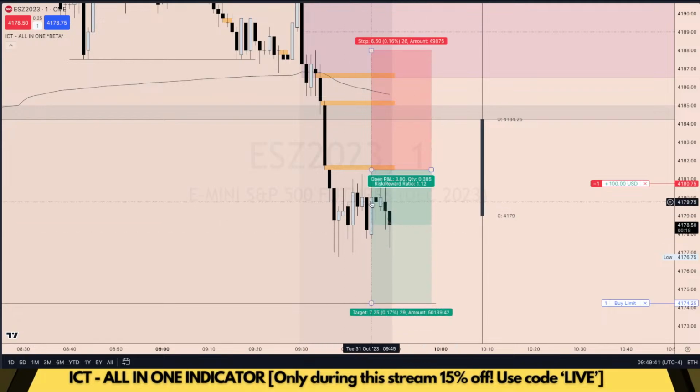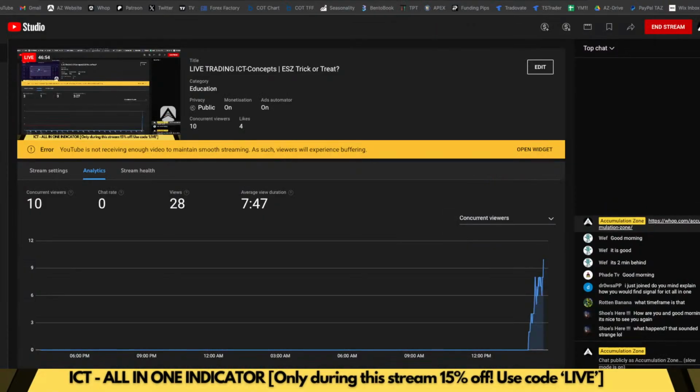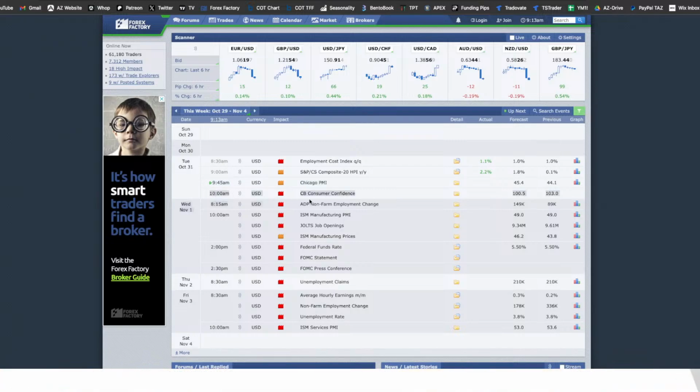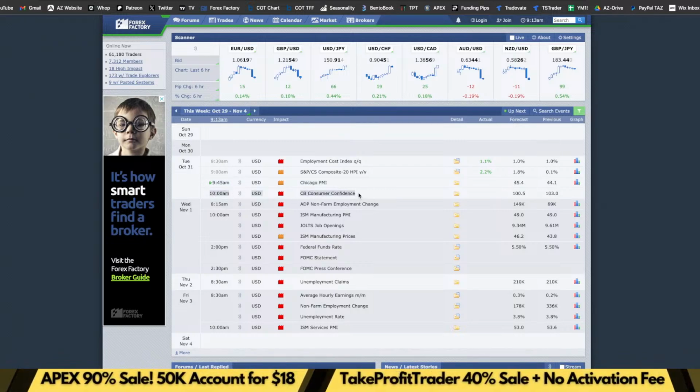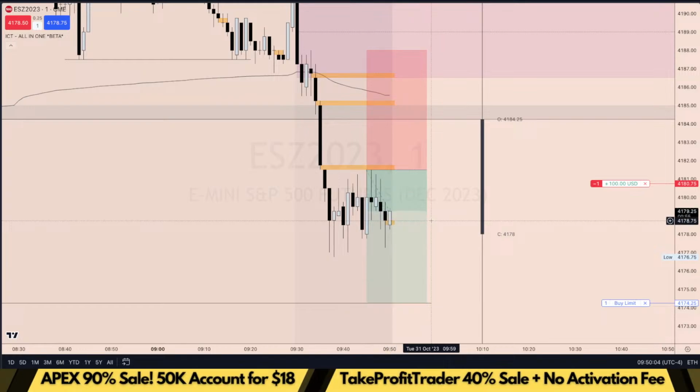If we keep consolidating here, we had news at 9:45, if I'm not terribly wrong. Forex Factory. Chicago PMI news, but not a red folder high impact news event. We will have consumer confidence, red folder news at 10 a.m. So we will make sure we're up to date, 10 a.m. right here.